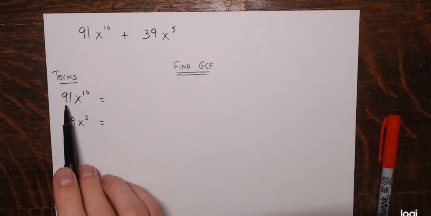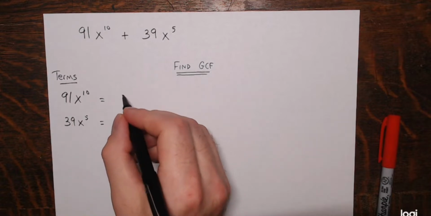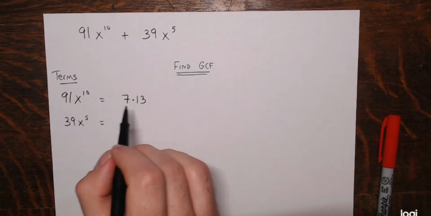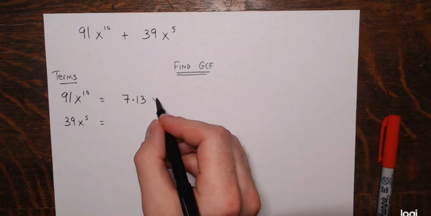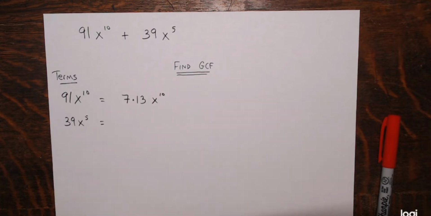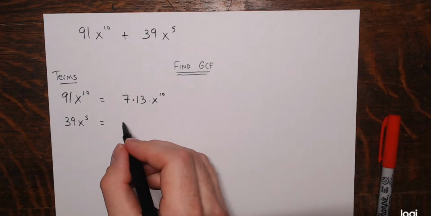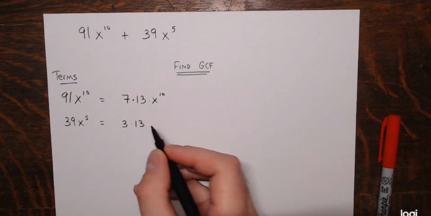Trying to break it up. Let's see, 2 doesn't go into that, 3 doesn't go into that, 5 doesn't go into it, 7 does. That'd be 7 times 13. Right, 7 times 13 is 91, and those are prime. And then you have x to the 10th, right? And 39 is 3 times 13, and those are prime, and then times x to the 5th.